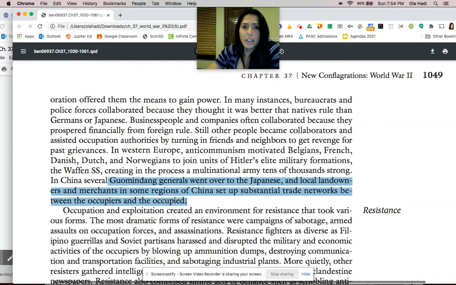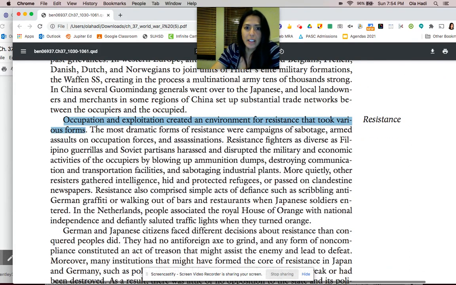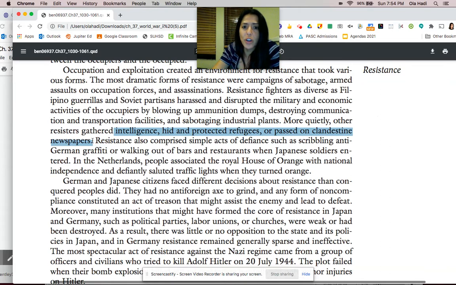Even in China, there were Chinese members of the Kuomintang, or the KMT, that helped the Japanese and worked with the Japanese. And of course, not everybody did. Many people resisted, and the levels of resistance that we see also range in intensity. Sometimes there was sabotage. There were attempts at assassinations. You have resistance fighters. You have them destroying munitions and war materiel. So you can read about that. Sometimes they gathered intelligence or helped protect people that the Nazis and the Japanese were hunting. And sometimes there were symbolic types of defiance.